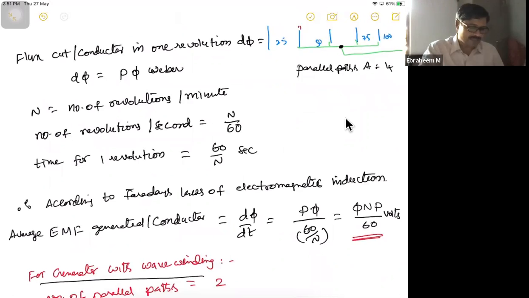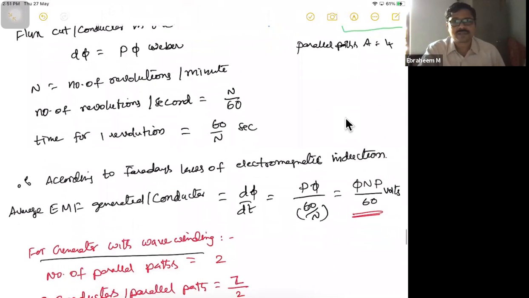Therefore, according to Faraday's law of electromagnetic induction, the average EMF generated per conductor is d phi by dt, that is P phi divided by 60 by N. We just divided d phi by dt. So phi N P by 60 volts we got.